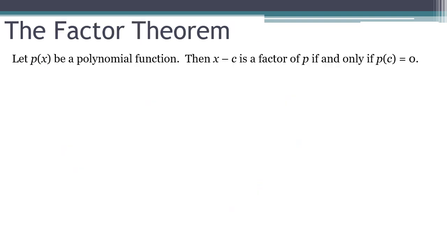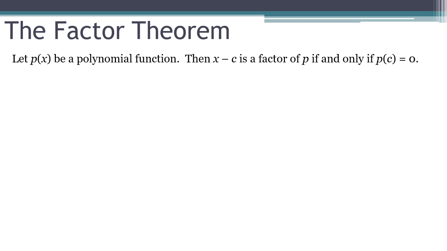So this really brings us to the heart of the lecture. Remember what our goal has been all along. I want to answer this question: is x minus c a factor of my polynomial, or isn't it? And the factor theorem is the tool I need to answer that. The factor theorem says x minus c is a factor of p if and only if p of c is equal to 0.